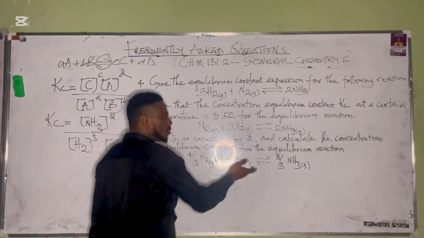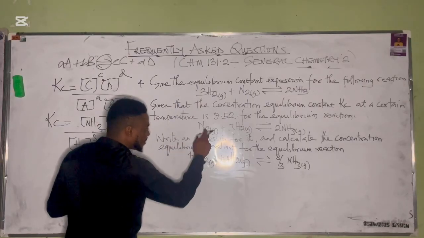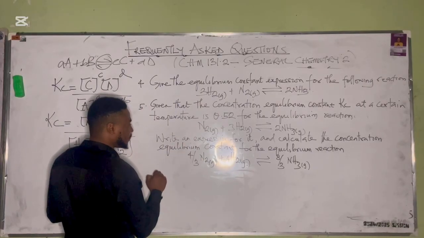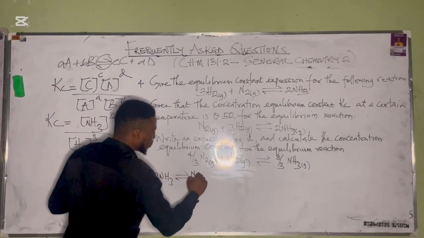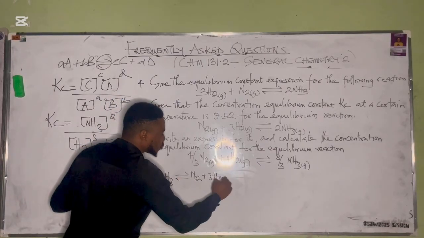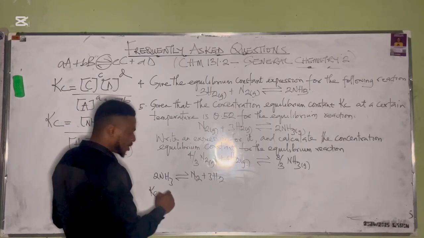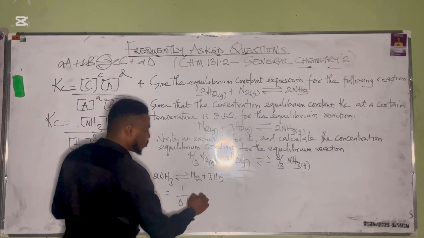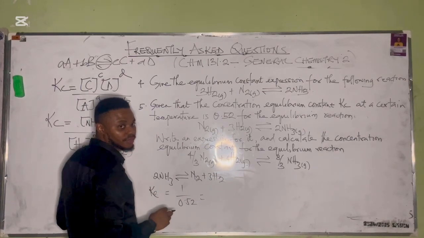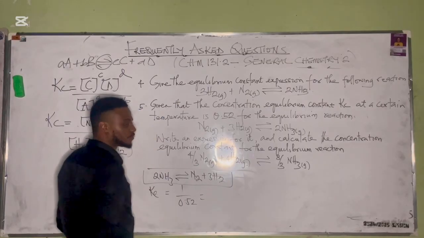Now if you reverse one equilibrium reaction, for instance, if I reverse this reaction, you will now have 2NH3 to give us N2 plus 3H2. If I want to get the Kc for this reaction, I will have to do 1 over 0.52. Whatever it gives me is the Kc for this, that is if it is reversed.